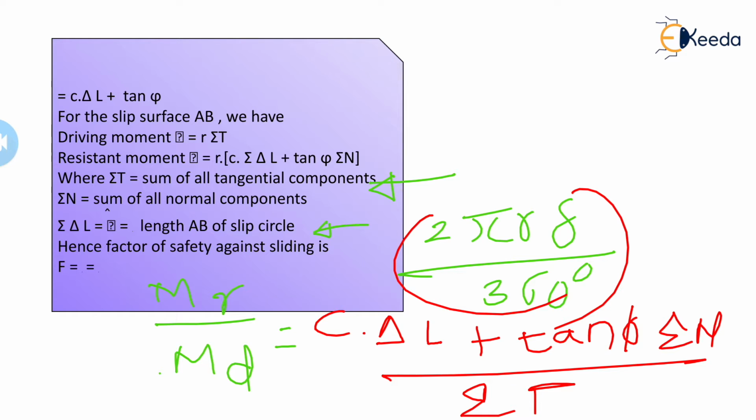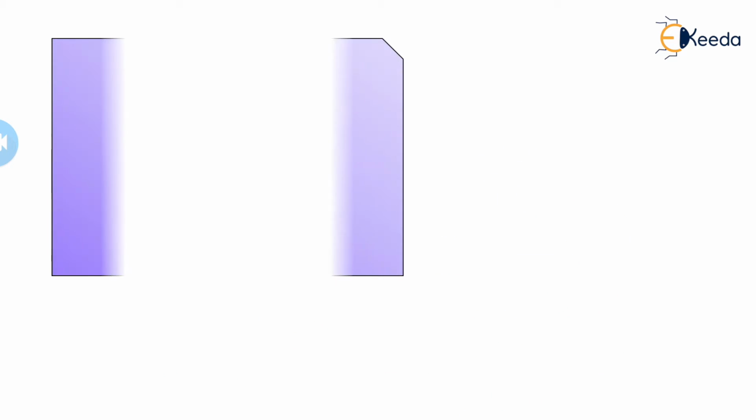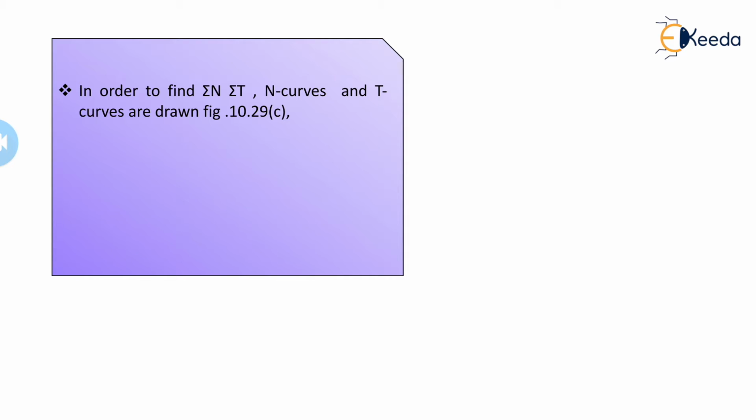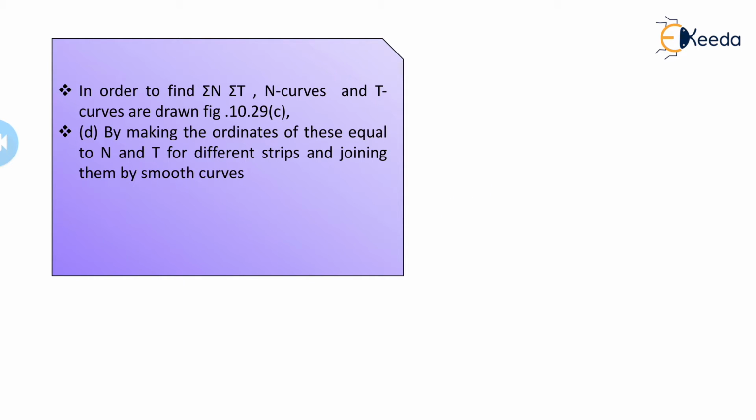Again, in order to find out the normal components and the tangential components, we need to develop the N curve and T curves. We need to draw these curves basically. By plotting these curves, we can plot the ordinates, which have values equal to N and T for the different strips, and then join them by a smooth curve like this.